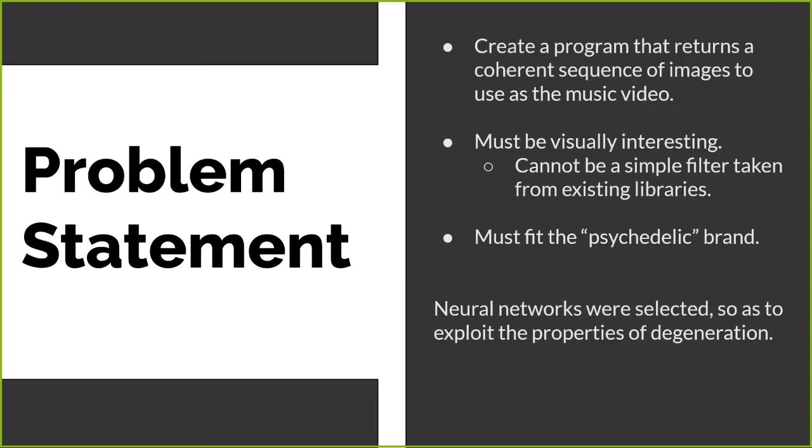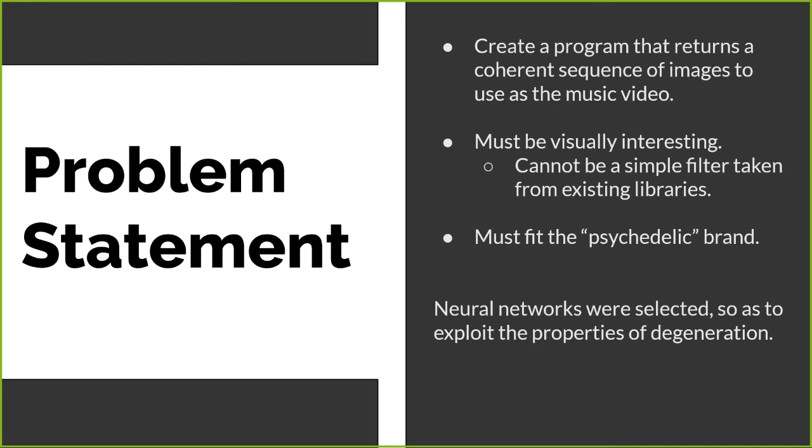So, our problem statement. We need to create a program that returns a coherent sequence of images that we can then use as the video for the music video. This sequence of images must be visually interesting. We can't just take a pre-existing library and apply invert to the images and call it done, like we're 13 years old making our first video. It has to be a new, novel, or unique look.